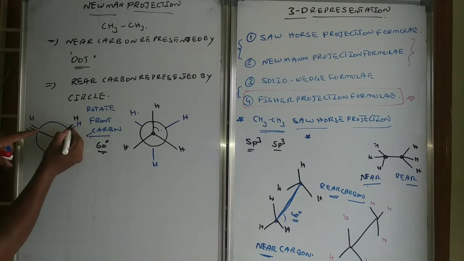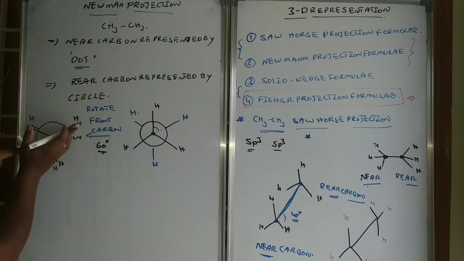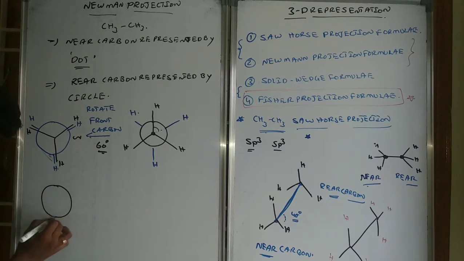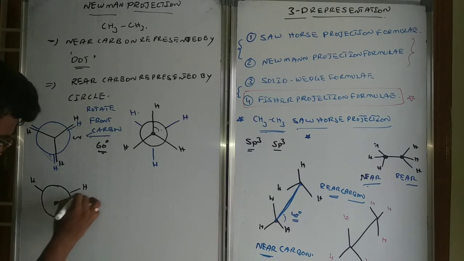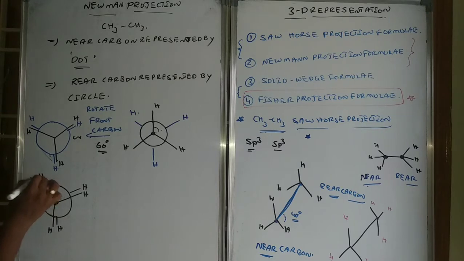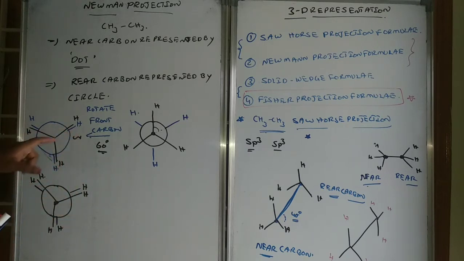So exactly the front one will overlap with the back one. So it is not possible for us to write one over another, so just tilting it I am writing. You can represent it like this or you can represent it like this. So here actually this is eclipsing. Front hydrogen is eclipsing back hydrogen. Since it is not possible for me to write like that, I am using this one.